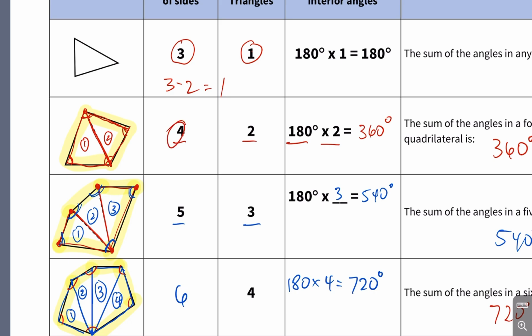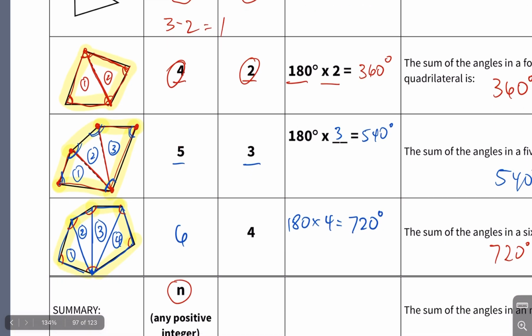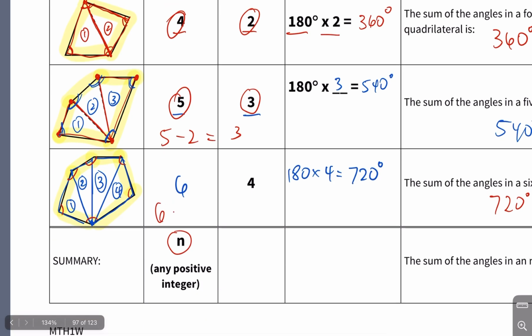What about a shape with 4 sides? I got 2 triangles. Oh, the number of triangles is 2 less than the number of sides. A shape with 5 sides: the number of triangles is 3. Oh, the number of triangles is 2 less than the number of sides, right? The number of sides minus 2 equals 3. For a 6-sided shape, 6 minus 2 equals 4. So the number of triangles is always 2 less than the number of sides, n minus 2.